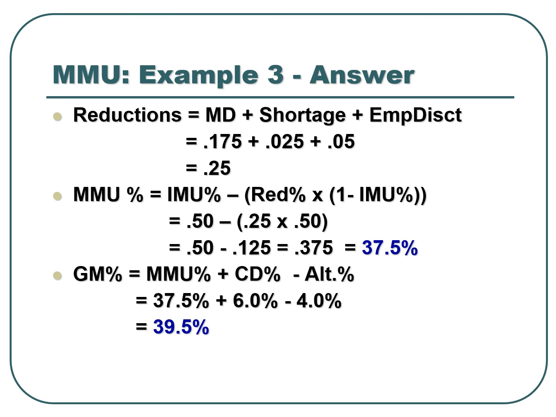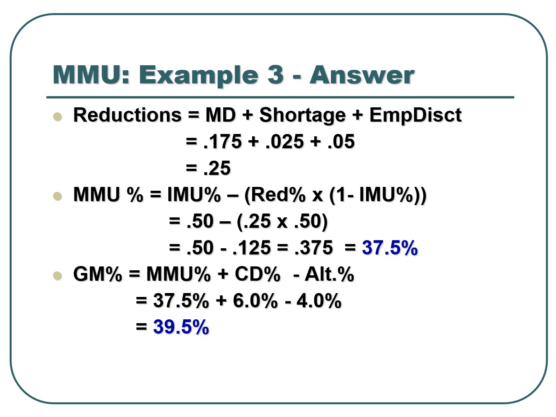Okay, let's take a look at the answer. We had to first know what the reductions percent is going to be in total, right? And we were given the markdown, shortage, and employee discount. There was no customer discount. So we just combined these three things together. That gave us 25% reductions. Okay. And MMU percent will be calculated based on IMU percent minus reductions times 1 minus IMU percent, 100% minus IMU percent. And we just use all the decimals just for the convenience of the calculation to avoid any errors. So that led us to a 37.5% MMU.